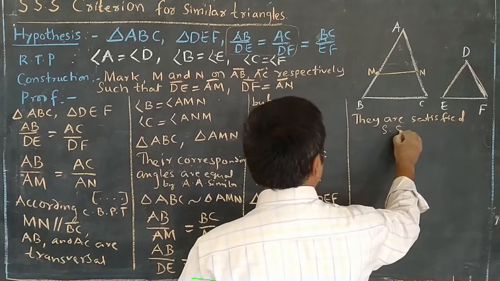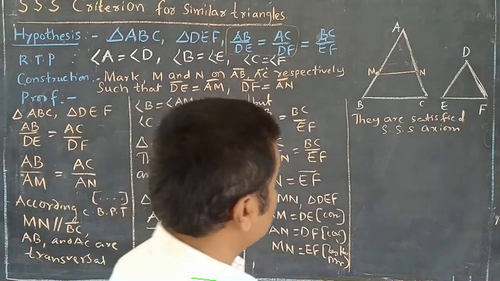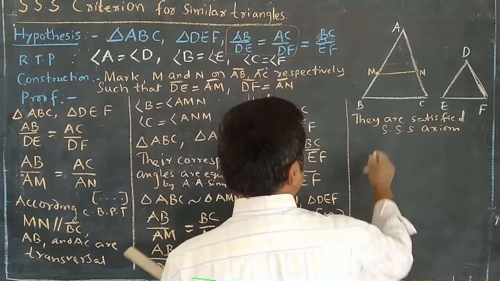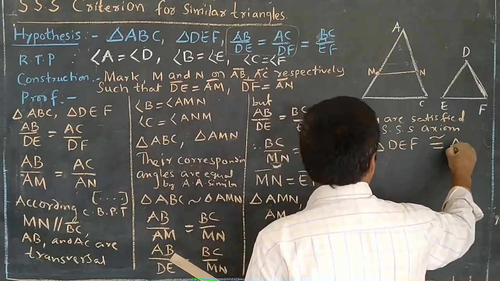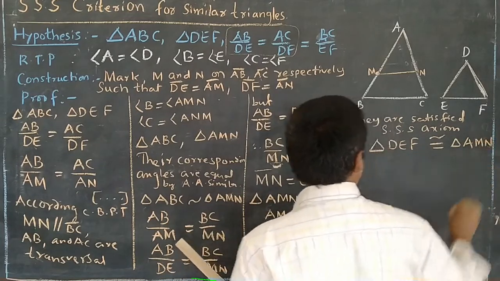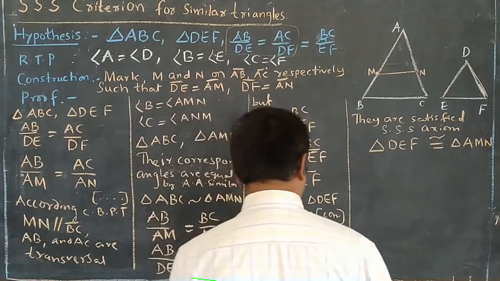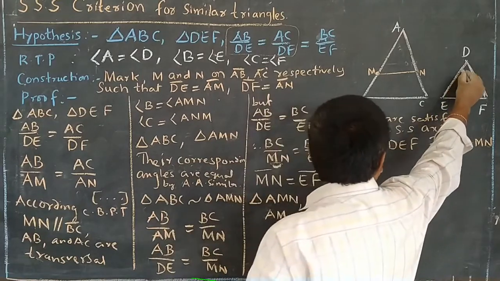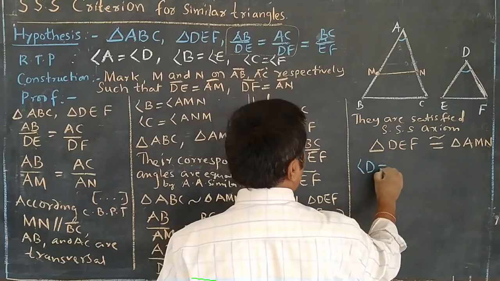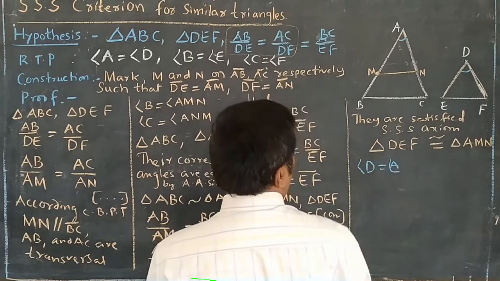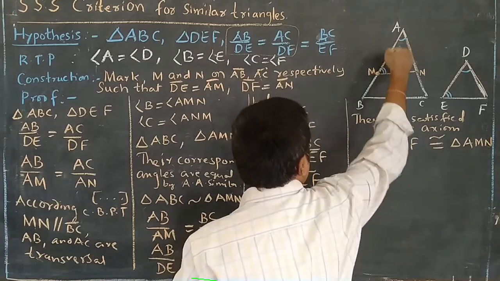Okay, children. When they satisfy the SSS axiom, these two triangles are congruent. Triangle DEF is congruent to triangle AMN. When these two triangles are congruent, their corresponding parts are equal. Those corresponding parts are: angle D is equal to angle A, and angle E is equal to angle AMN.